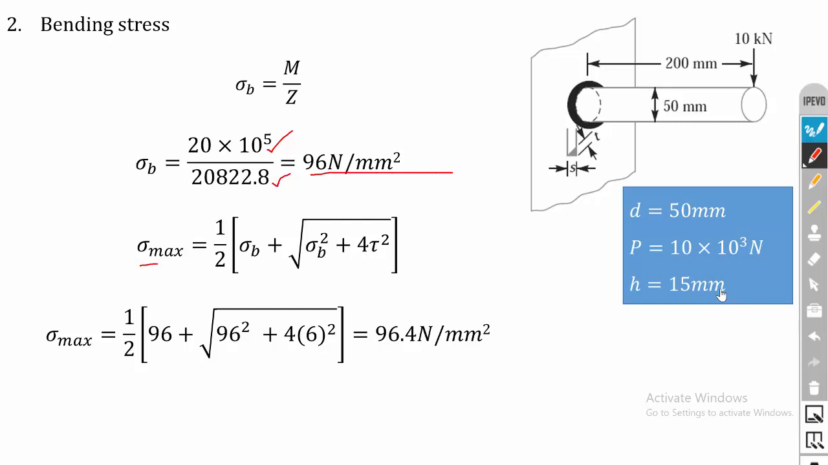So we can calculate the sigma maximum by using the principal stress equation, that is half sigma B plus root of sigma B square plus 4 tau square. See here, sigma B is the bending stress and tau is the shear stress. Okay, so all the data we have calculated. So the sigma B value is 96 and the tau value is 6. So substitute the value of sigma B and tau so that you can calculate sigma maximum value. So if you solve this, finally you will get sigma maximum is equal to 96.4 Newton per mm square. Okay, so this is the maximum nominal stress.